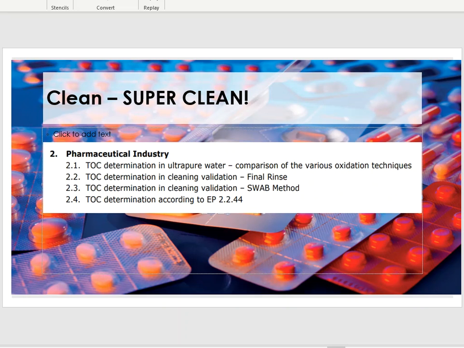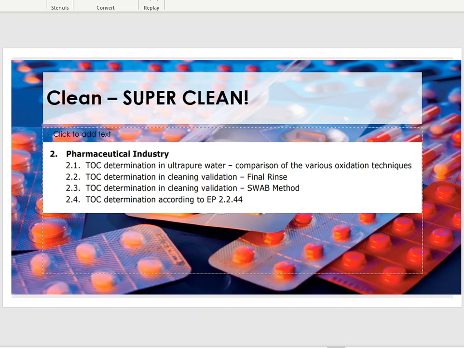Next would be the pharmaceutical industry. If you work for the pharmaceutical industry, you are either testing the products that they're making or you are part of the manufacturing process. And both of those things require very clean, ultra pure water. So if you look at 2.1, it's TOC in ultra pure water.